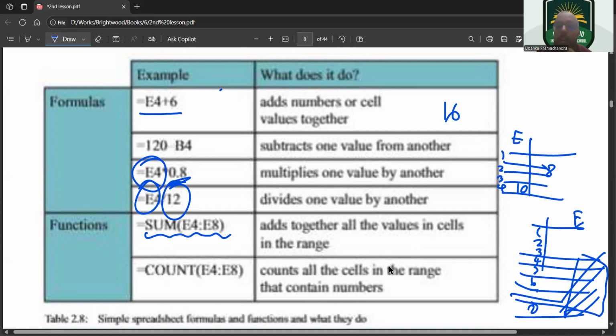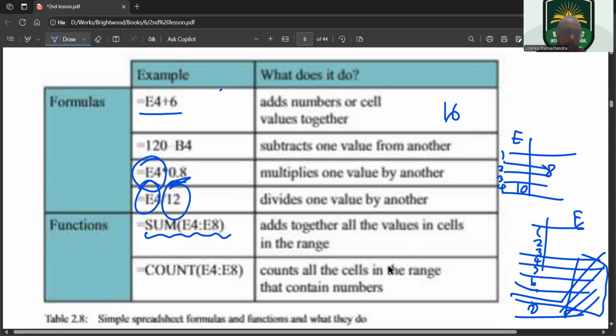Count means how many cells are included. E4 to E8: what are they? E4, E5, E6, E7, E8. There are five. Such that you can count how many cells are included in there. Like that, they have some formulas and functions.